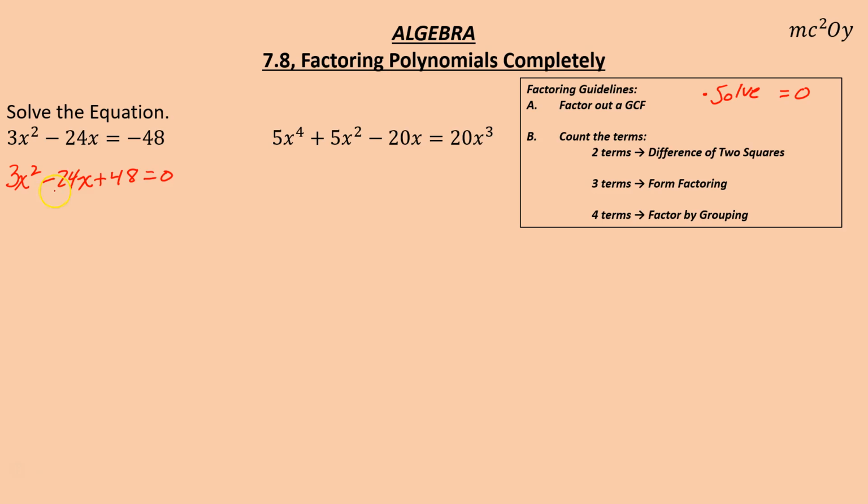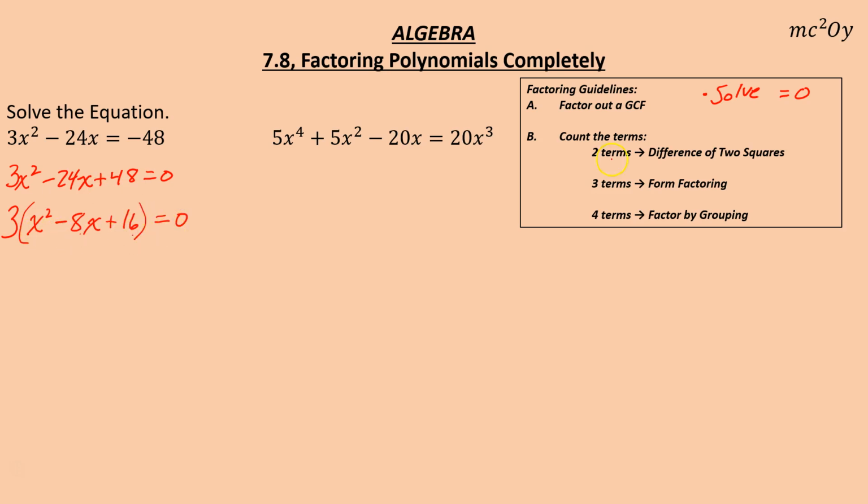So greatest common factor of 3, 24, and 48. Hopefully you're getting the habit. Just go greatest common factor first. Well, looks like 3 goes into all of those. 3 times what is 3x squared? Well, that's x squared. 3 times what's negative 24? That's negative 8x. And 3 times what is 48? That is 16.